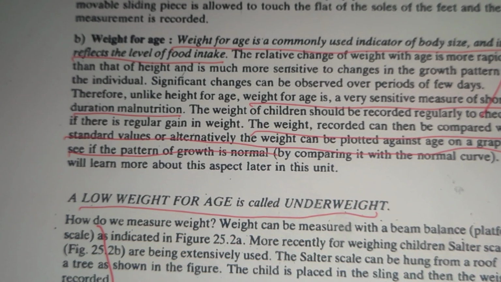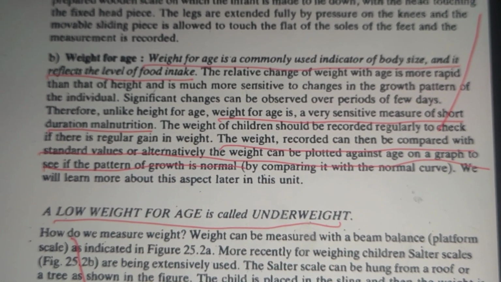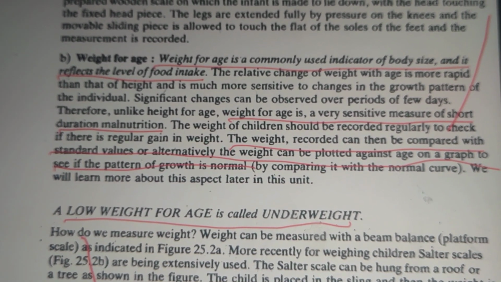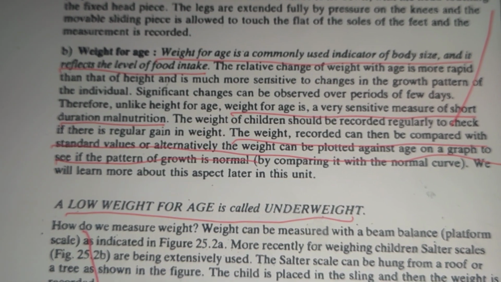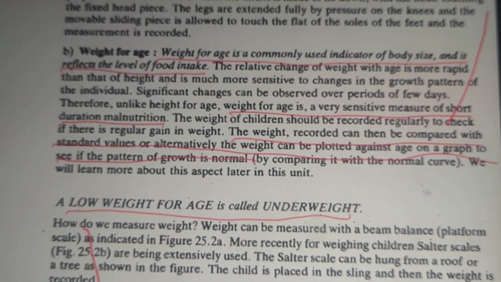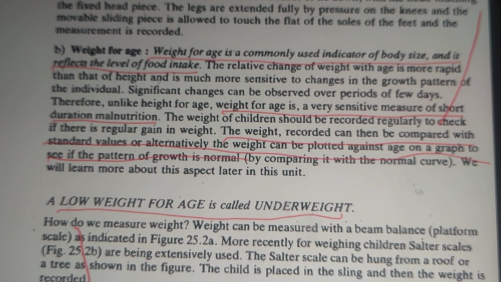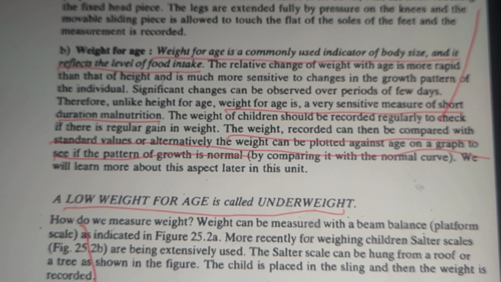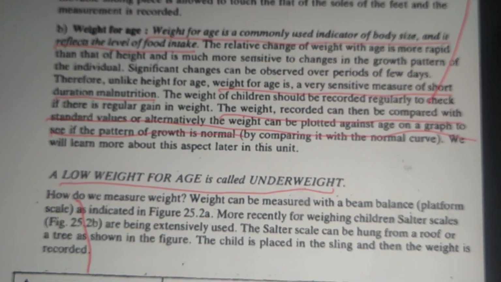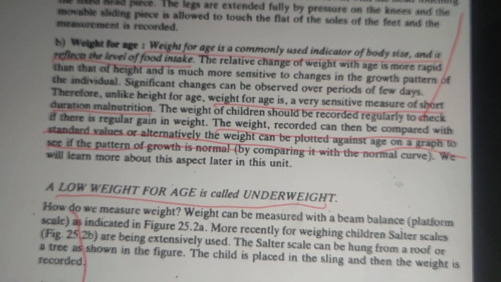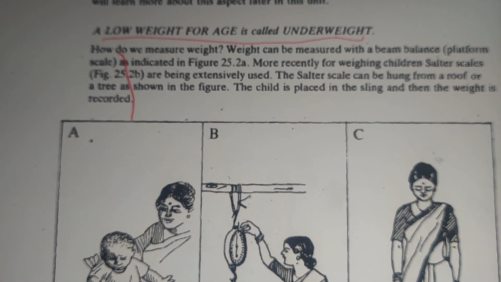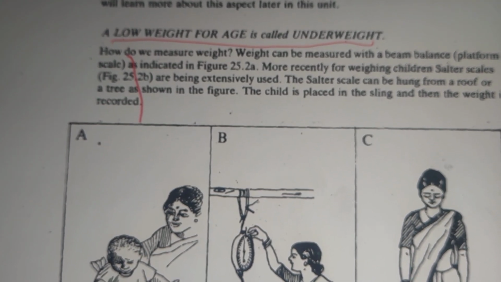Okay, coming to weight for age. Weight for age is a commonly used indicator of body size and it reflects the level of food intake. So weight for age is a very sensitive measure of short duration malnutrition. The weight recorded can be compared with the standard values, or alternatively the weight can be plotted against a graph. That means in a graph you have to mark the normal weight for that age, and whatever weight for age you have recorded, you have to plot it on the graph. So low weight for age is called underweight.